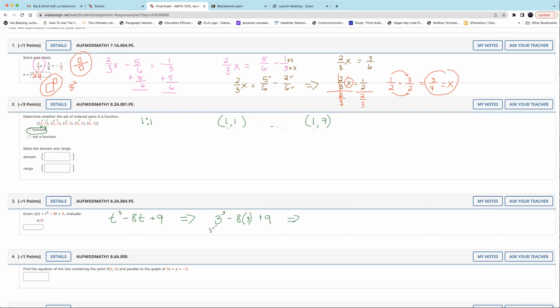3 cubed is 3 times 3 times 3, so 9 times 3, 27. 27 minus 8 times 3 is 24. And then plus 9. I have subtraction and multiplication and addition. I'm just going to go straight across. So 27 minus 24 is 3 plus 9 is 12. I don't know how they want you to write it in, but S of 3 equals 12, or if it's just 12.